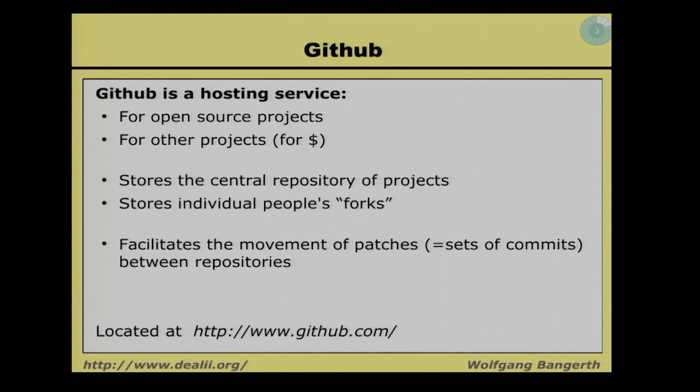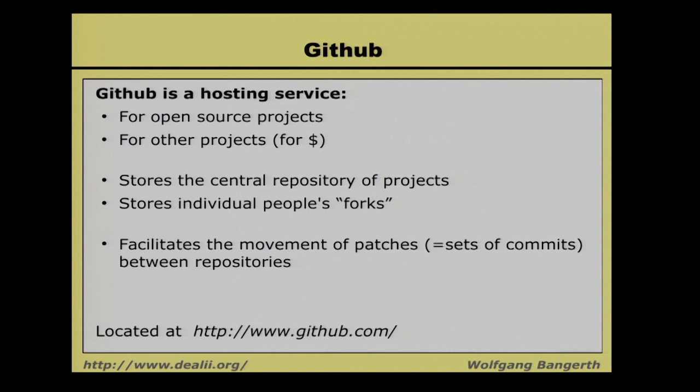And let me talk really quickly about GitHub. So GitHub is a web service or an internet hosting service for open source projects, but also for other projects. If you pay for it, then you can make them closed. So not everybody can see every project. Basically, the way you can think about it is it has a central repository for every project. And then it has individual people's repositories of these projects. We call them forks. So you will see in a second how that works.